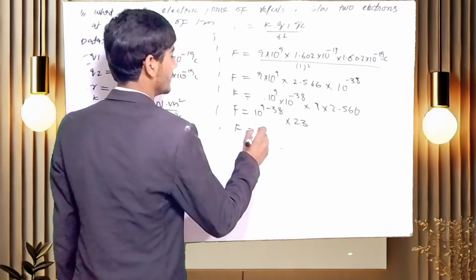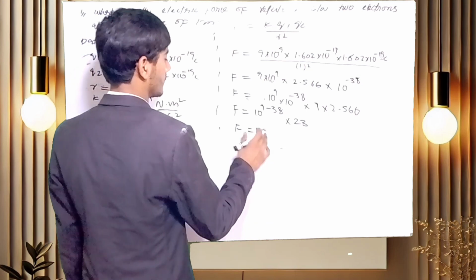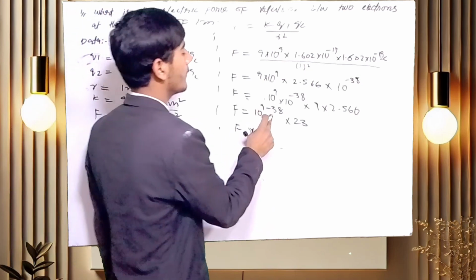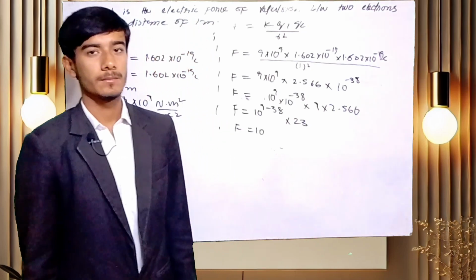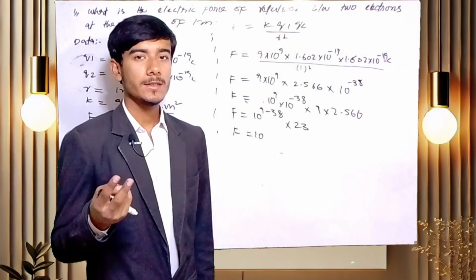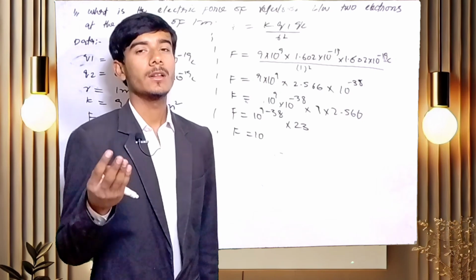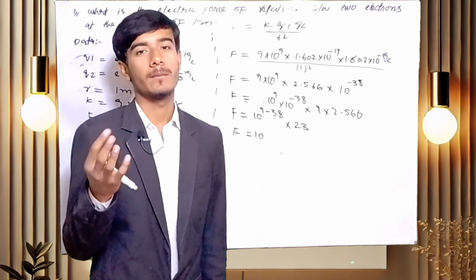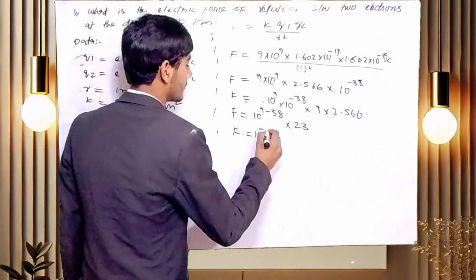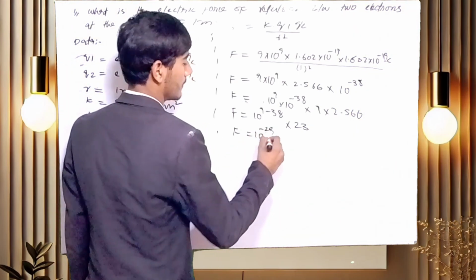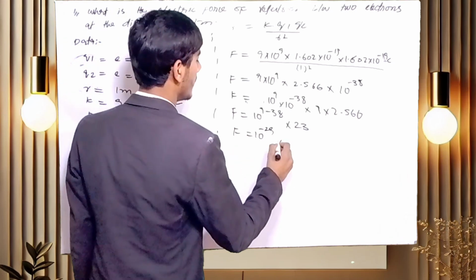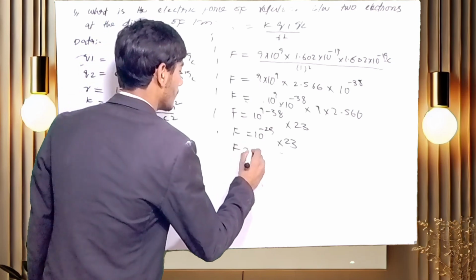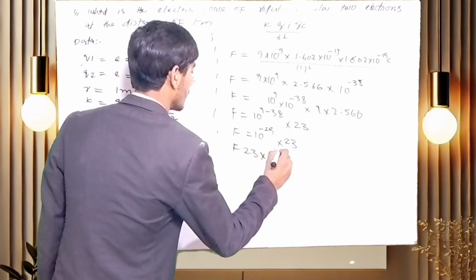Now F is equal to 10 power minus 38. 9 is subtracted from minus 38. What will be the answer? 38, 37, 36, 35, 34, 33, 32, 31, 30 and 29. So 10 power minus 29, multiplied by 23. So F is equal to 23 multiplied by 10 power minus 29.